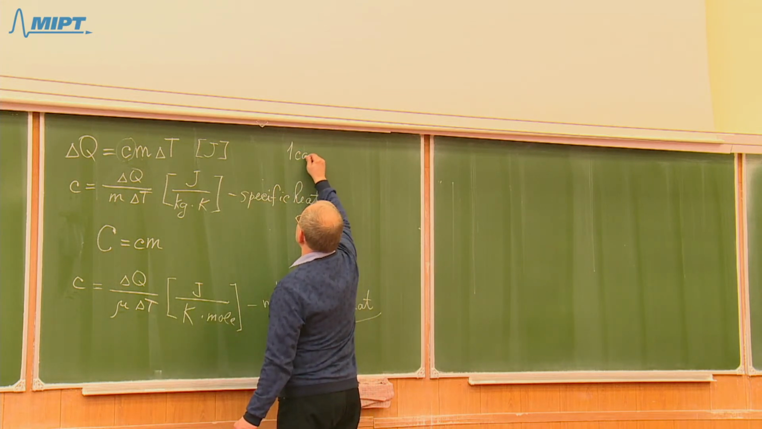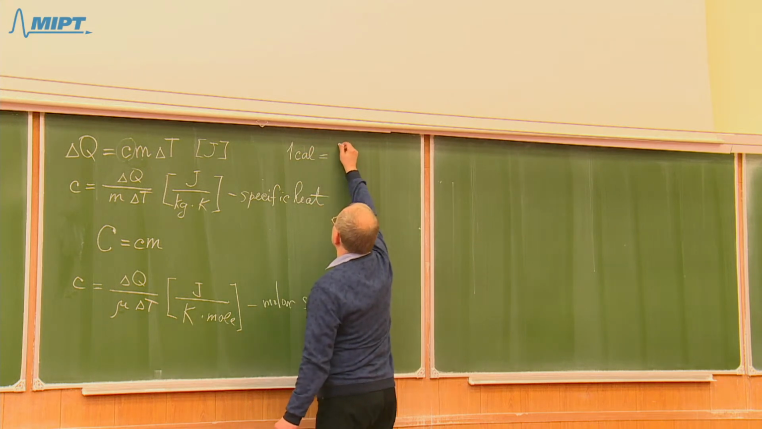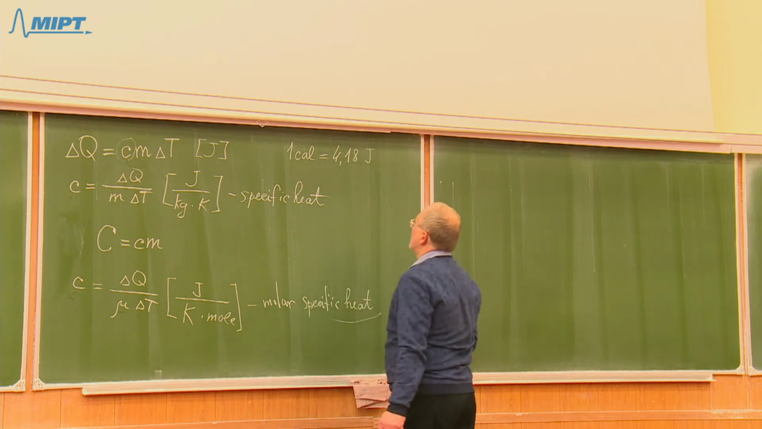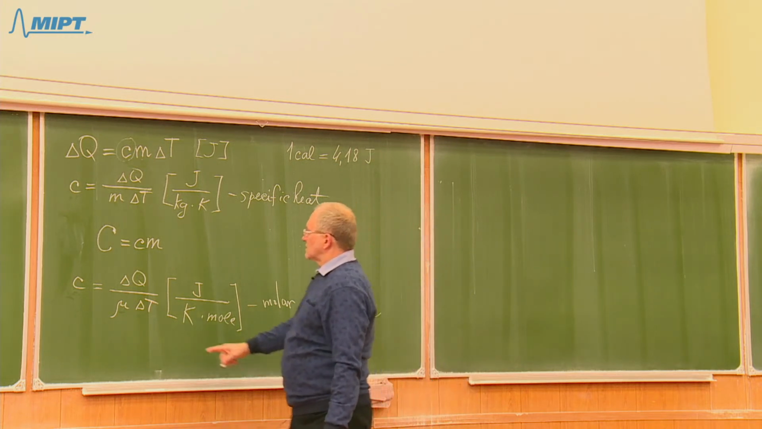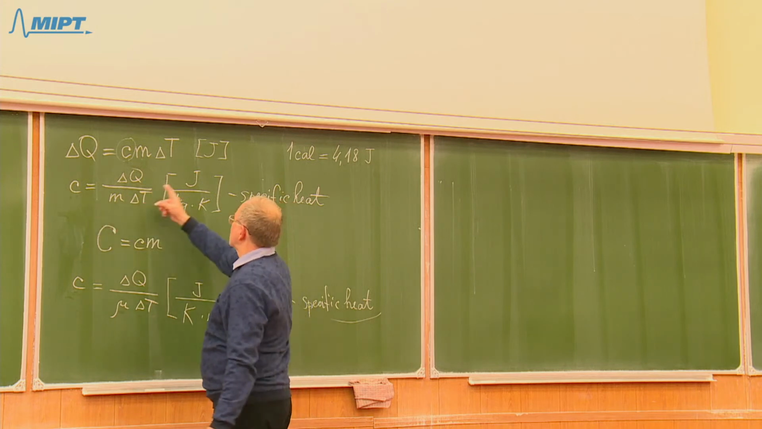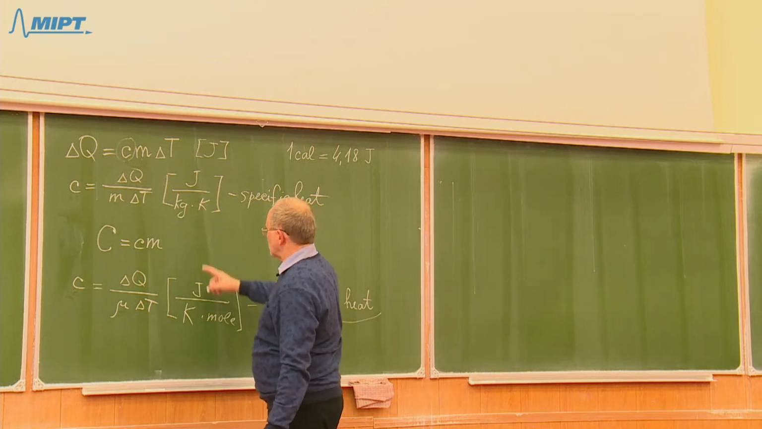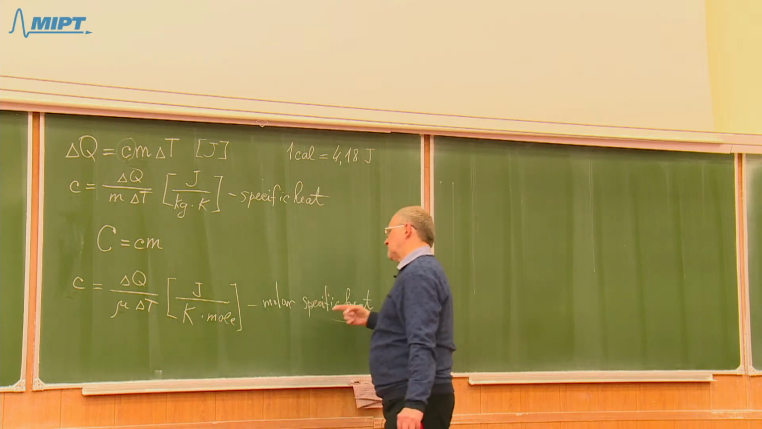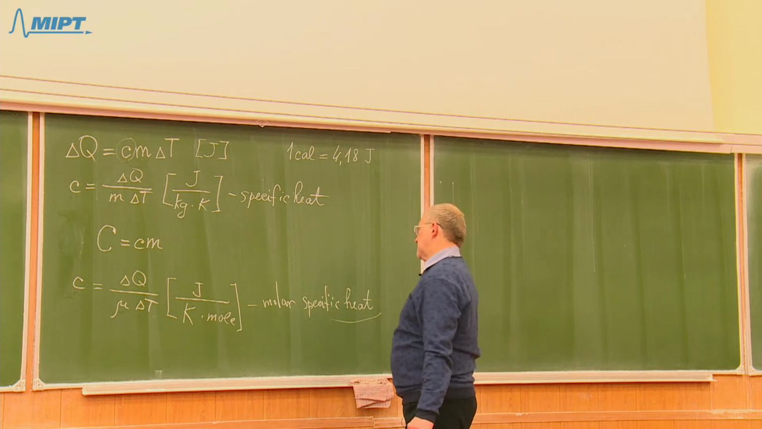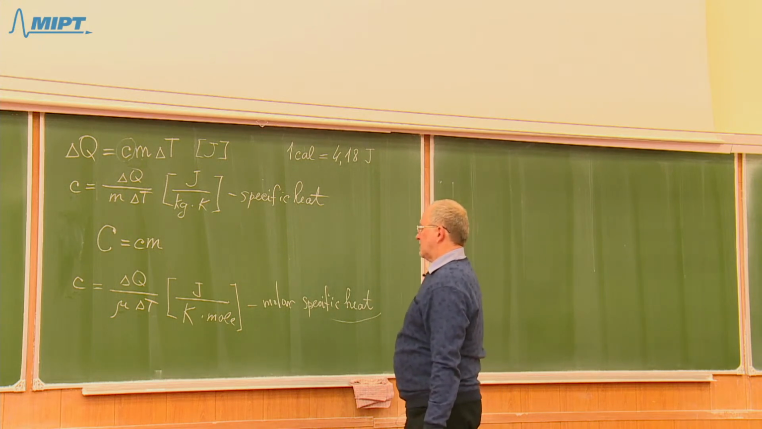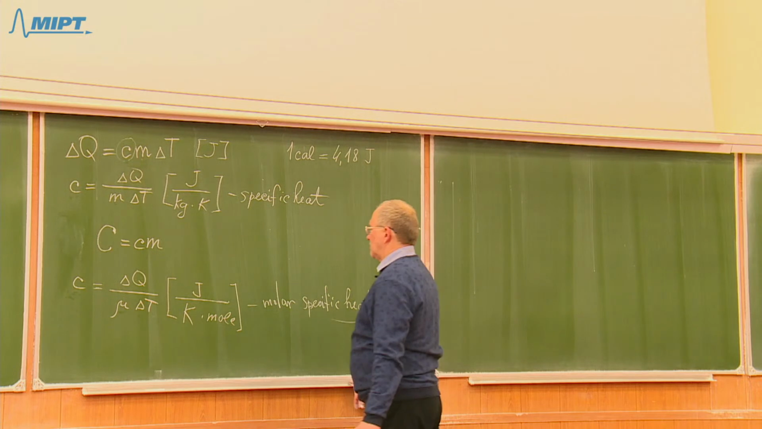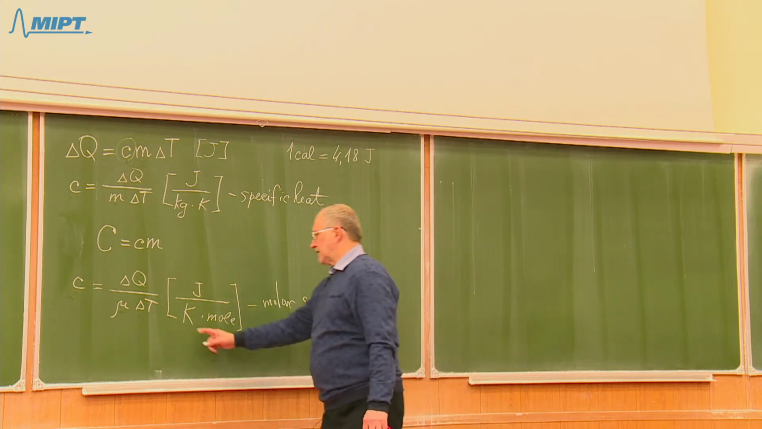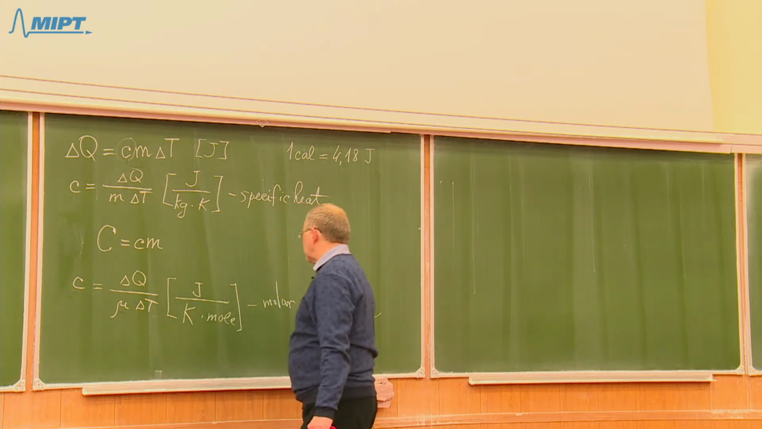So 1 calorie is 4.18 joules. And therefore, for this purpose, the specific heat sometimes is measured not in joules per kilogram, not in joules per mole, but in calories per mole. Sometimes you will encounter such a unit of measurement, calories per mole Kelvin, for the specific heat capacity.